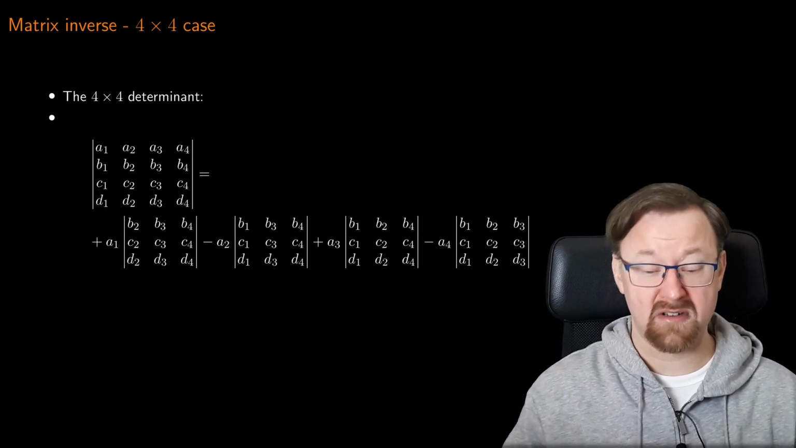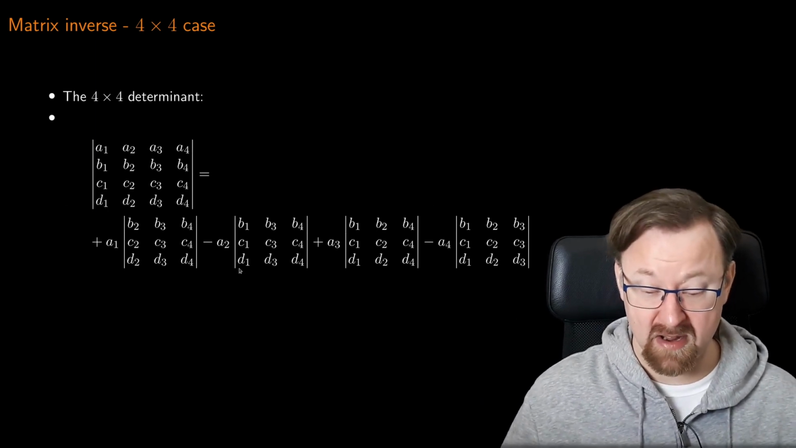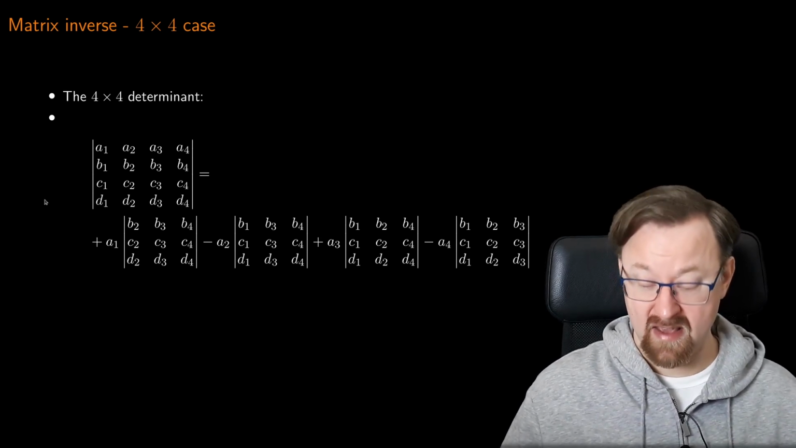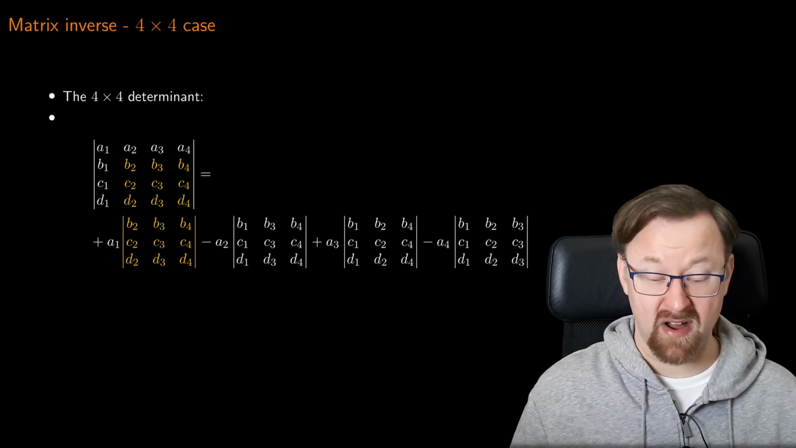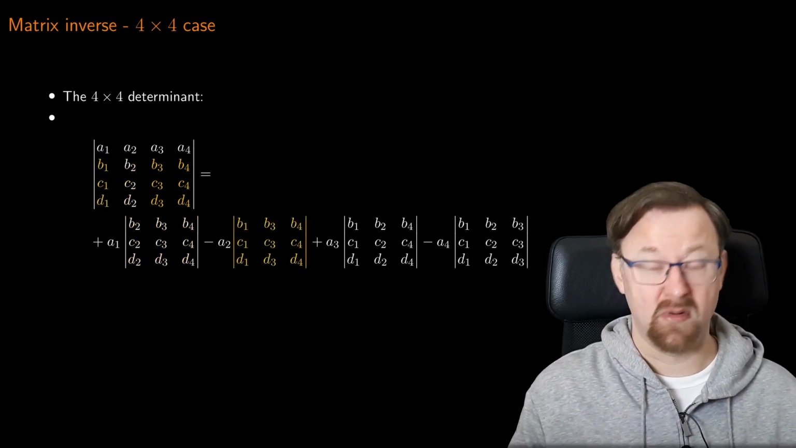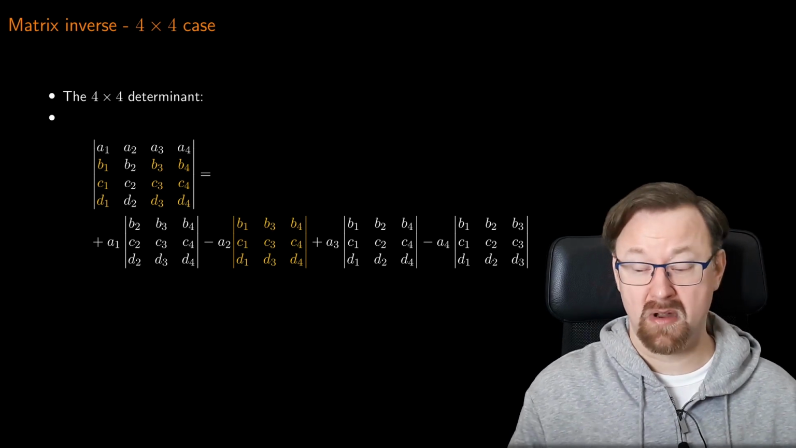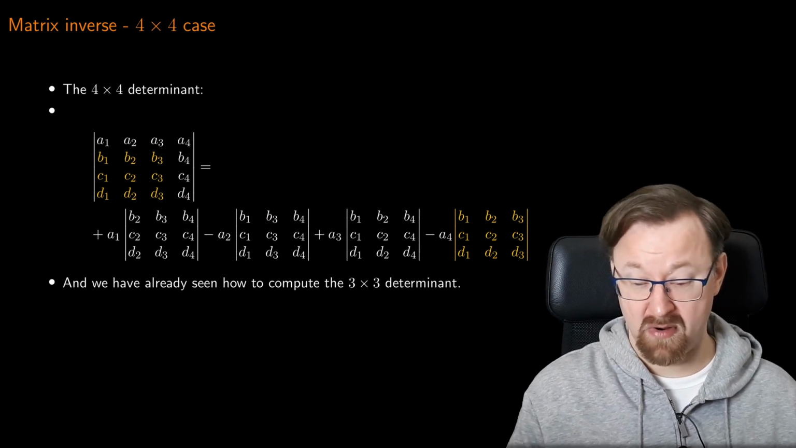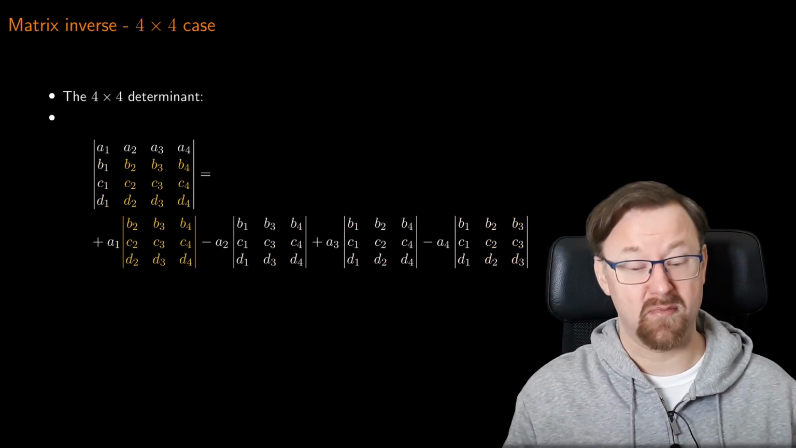So for the determinant, we have that the determinant is simply equal to A1 multiplied by the determinant of the first submatrix, which we can see there. I've highlighted the submatrices in yellow. And then we have minus A2 multiplied by the determinant of the second submatrix, plus A3 times the determinant of the third submatrix, and so on. And I think you can see from that how the submatrices are formed.